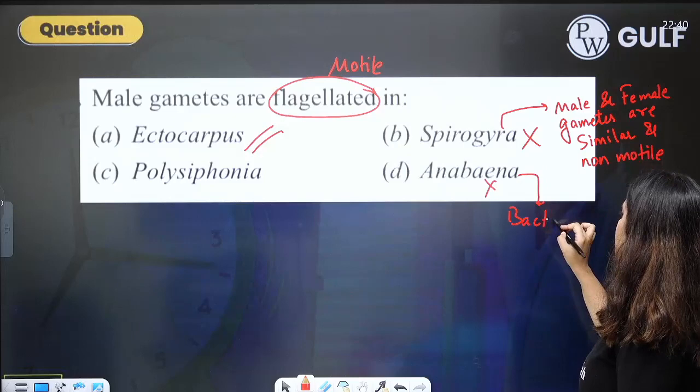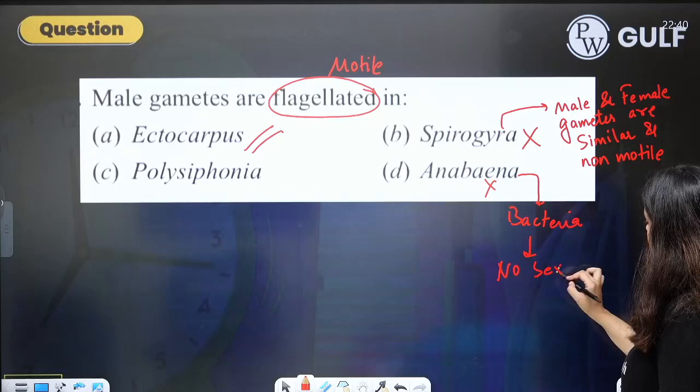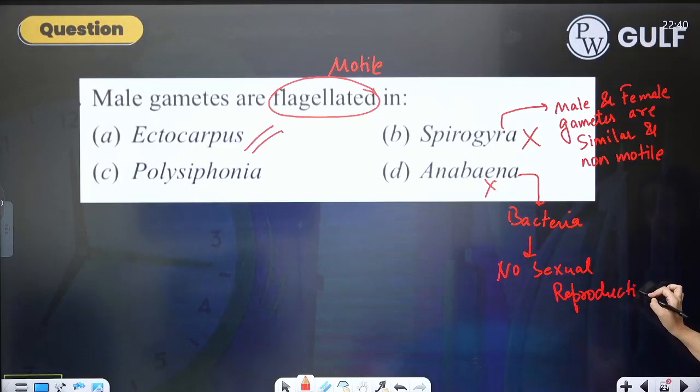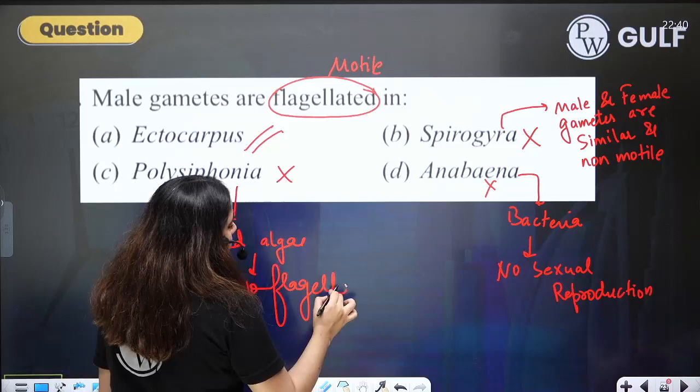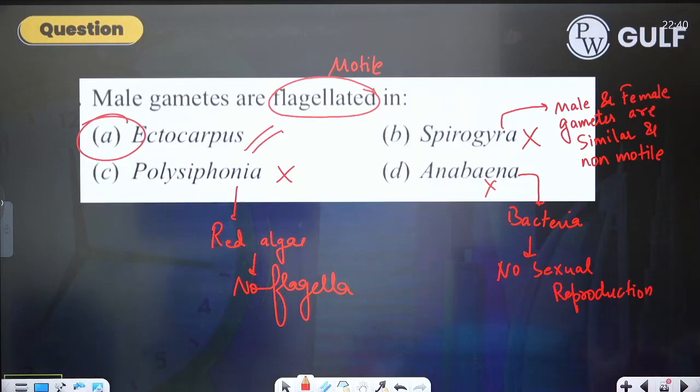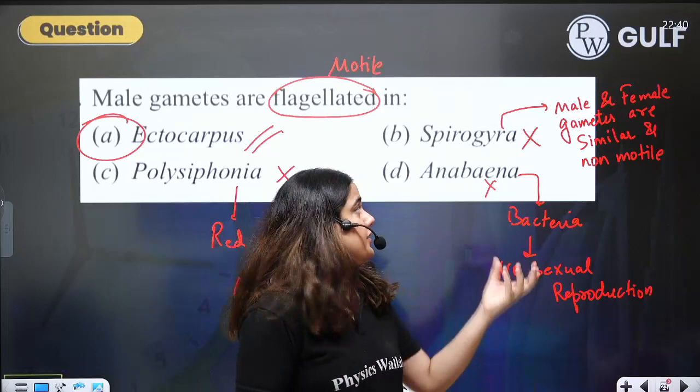Bacteria do not have sexual reproduction. And polysiphonia is a red algae. And I told you in red algae, no flagella is there. So the answer will be ectocarpus. Polysiphonia is red algae, no flagella. Anemone is a bacteria. In bacteria, there are no gametes. Spirogyra, both the gametes are non-motile.